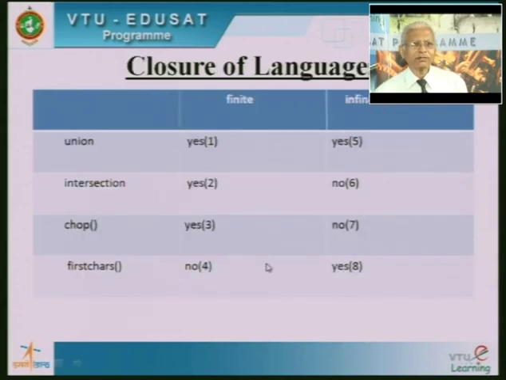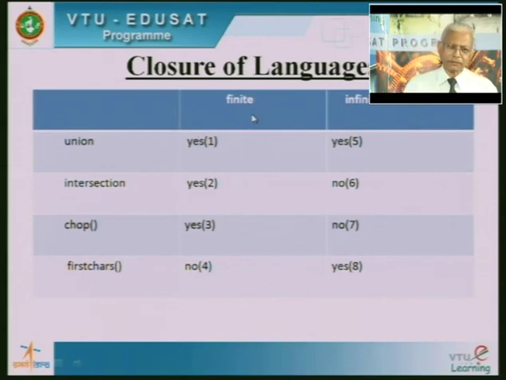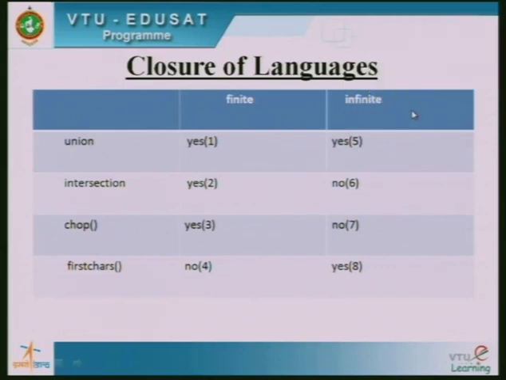Now, the effect of this first character or the chop, which you will have to understand, is this: if you take a language which is finite, meaning it is not infinite, and if you take a language which is infinite. So, finite and infinite languages, just to make it clear, I will write like this.